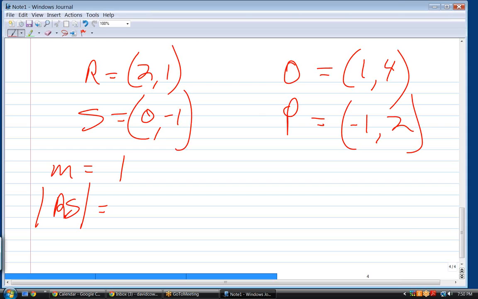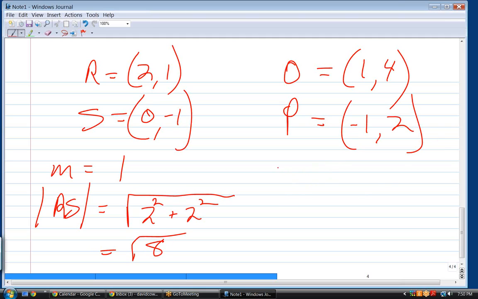Remember, the magnitude's always going to be the square root of the sum of the differences squared. Okay, so it's going to be the square root of delta x squared plus delta y squared. What are each of those? 2 squared plus 2 squared equals square root of 8.